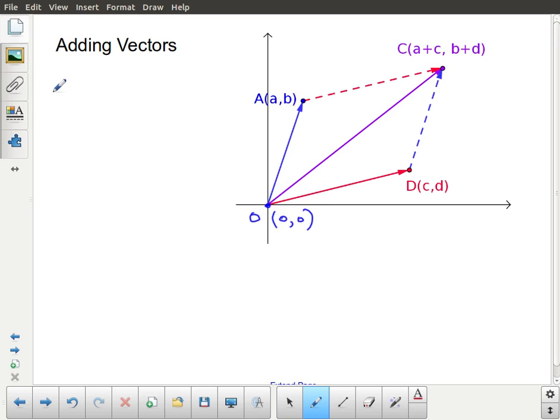So if I had to come up with an expression for OC, how would I do that? Well, there's a couple of ways I could do it. I could follow this path going in alphabetic order. I could start with the vector OA, and then I would add this dotted red vector. But that dotted red vector is actually just the same as this solid red vector, which is OD.